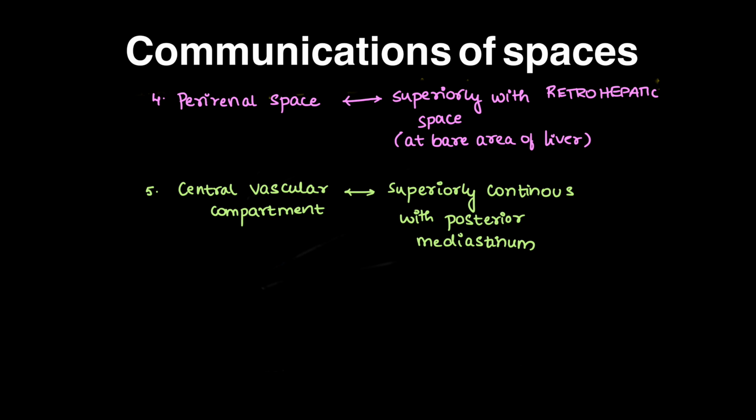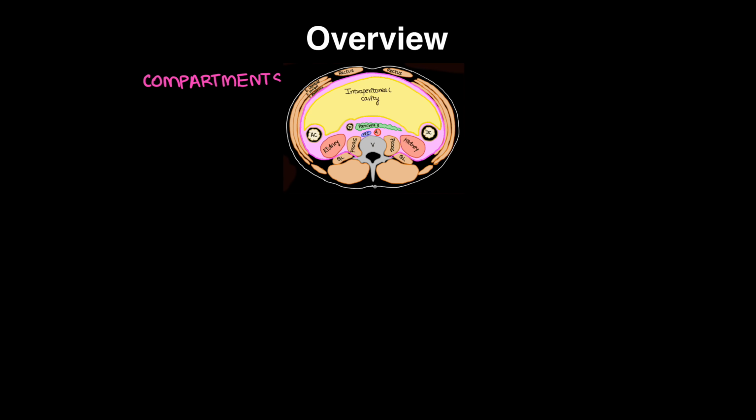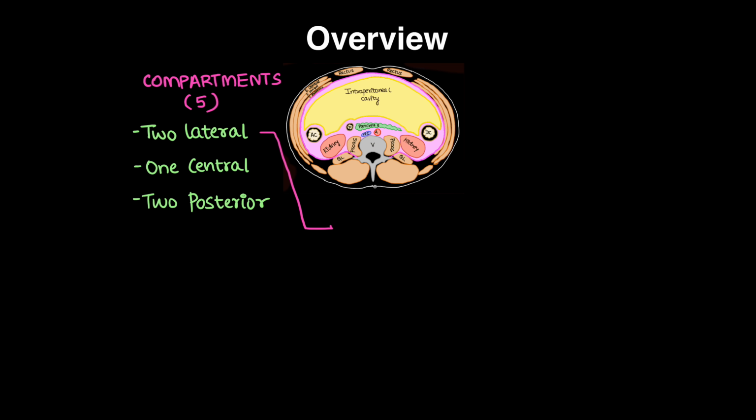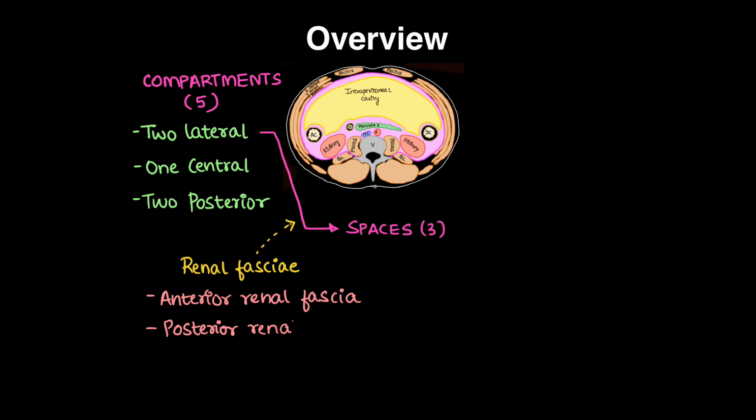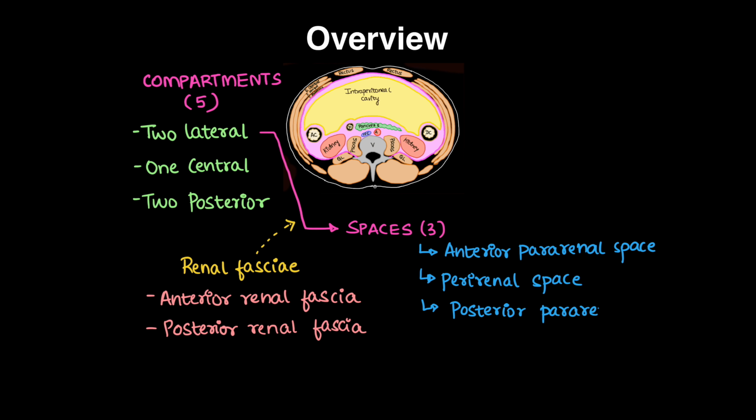What all we learnt in this talk? We learnt about compartments of the retroperitoneum and how the lateral compartments are divided into three spaces by two renal fasciae into three spaces: anterior pararenal, perirenal and posterior pararenal.